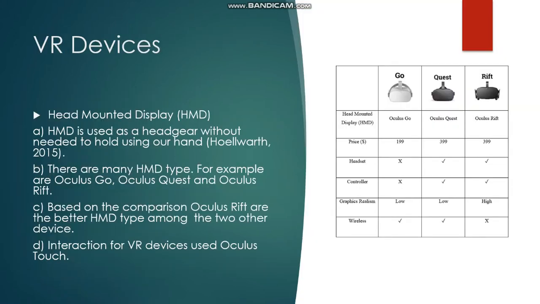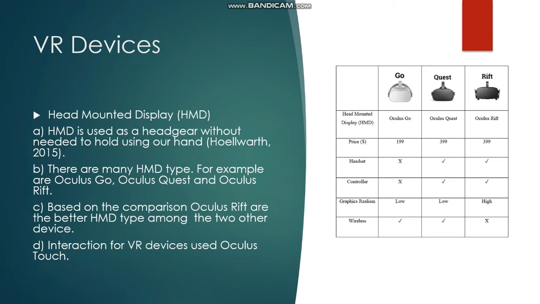We go on to the VR device. For our VR device, we will use the head-mounted display. An HMD is used as a headgear without needing to hold it with our hands. There are many HMD types, but for this literature review, we are only reviewing three types of HMD, which are Oculus Go, Oculus Quest, and Oculus Rift. Based on the comparison, as we can see in the table on the right side of the slide, Oculus Rift is the better HMD type among the other two devices. Because of this, we will use Oculus Rift.